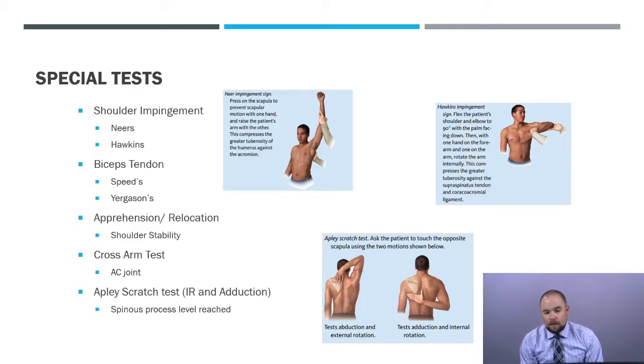The Apley scratch test is again checking for internal rotation. You have them reach from behind their back and try to reach up to their highest spinous process level and document that as the level reached. Typically in patients, their dominant arm will have more restriction. So it's not uncommon to see a right-handed individual that will have less internal rotation on their dominant right side versus their left side. But you can also use the sides for comparison to see where they're able to reach.